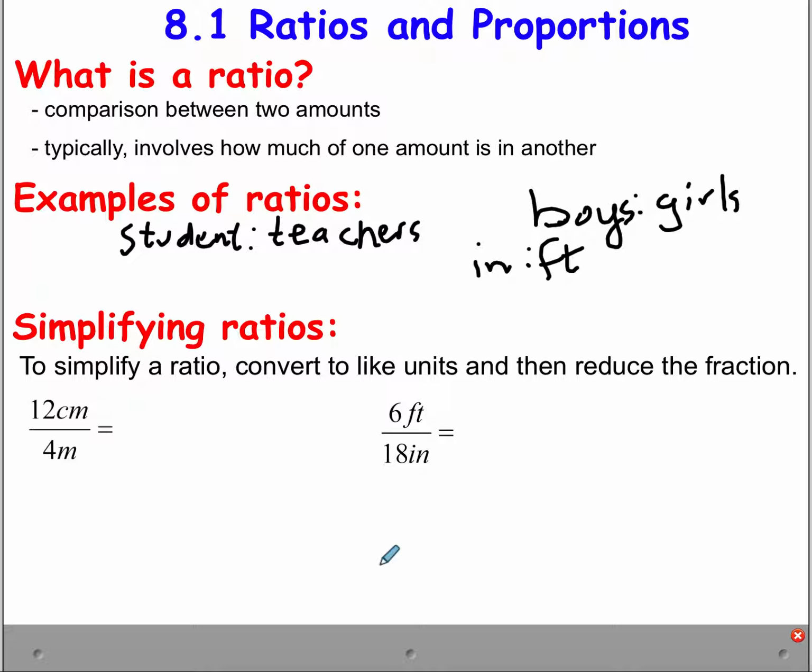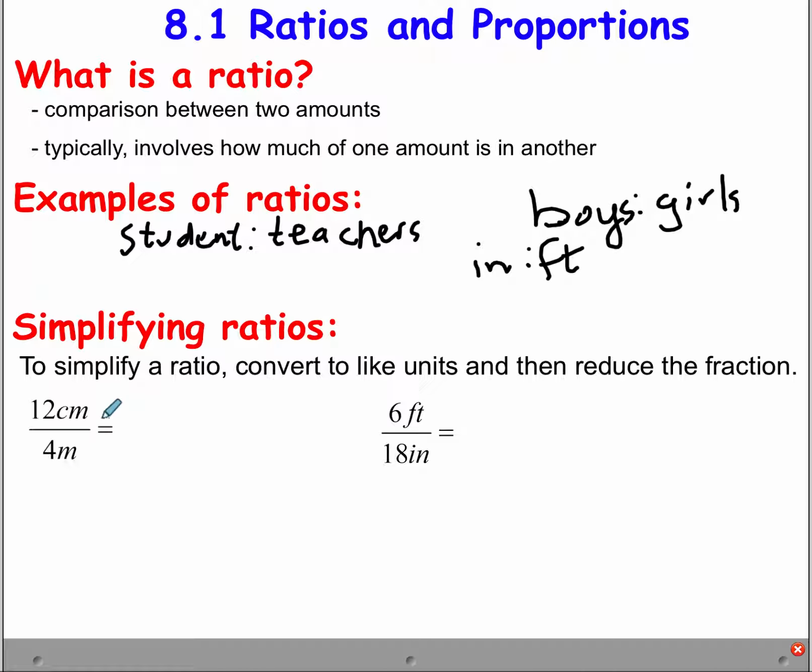So when we simplify a ratio, all we need to do is take each part of the ratio, we have two parts here, and convert it to like units and then reduce the fraction. So here's what I mean. Here we have 12 centimeters on top, 4 meters on bottom. I either need to convert both to meters or both to centimeters. Now, there are 100 centimeters in 1 meter. So if I have 4 meters, that would be the same as 400 centimeters. And now I need to reduce this fraction.